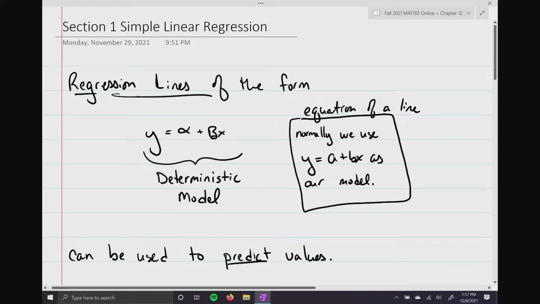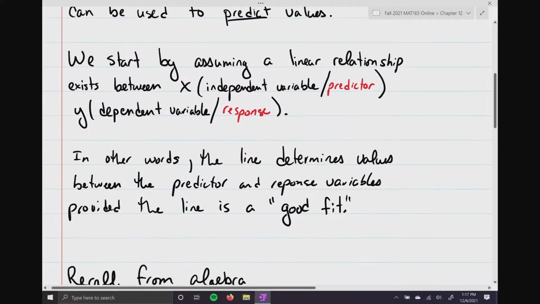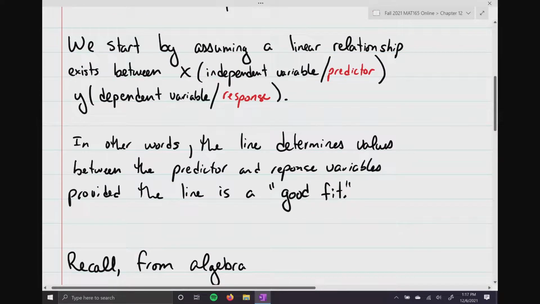Okay, so maybe we're interested in a relationship between two variables, and when we plot them, it kind of looks like a line or something like that, and we can use that information to start to predict things. So to do this, we start by assuming a linear relationship exists. Now, this linear relationship is going to exist between x and y. Now, x, if you recall from algebra, is called the independent variable. All right. Well, when we talk about deterministic models, the x variable is called the predictor variable, and y is our dependent variable or the response variable. So in other words, the x is the variable that will predict things in y.